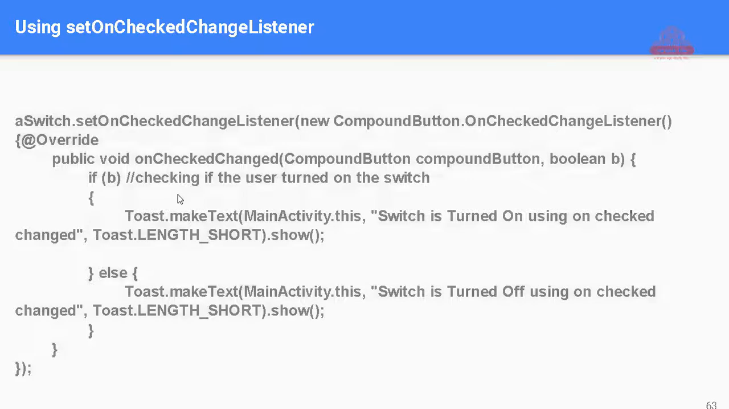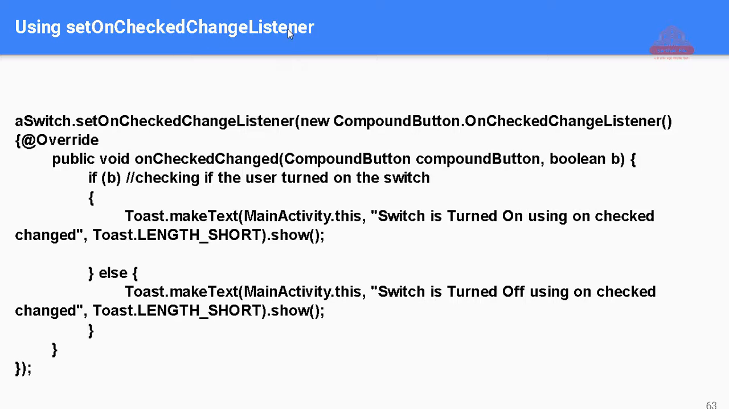You can set on check change listener also. So see here, this is the instance of the variable. Here I am going to mention set on check change listener, and there is a special interface name called compound button. Under that compound button there is a special listener that is called on check change listener. Don't worry, when you type new it automatically appears.